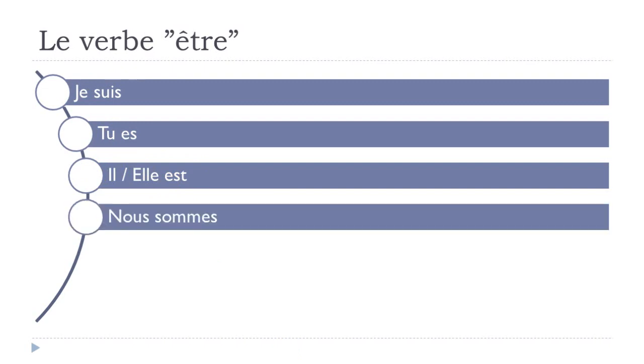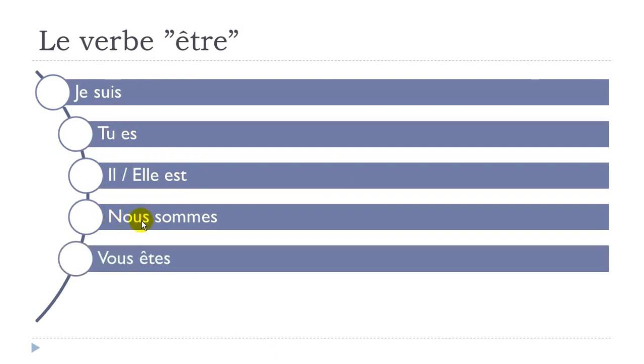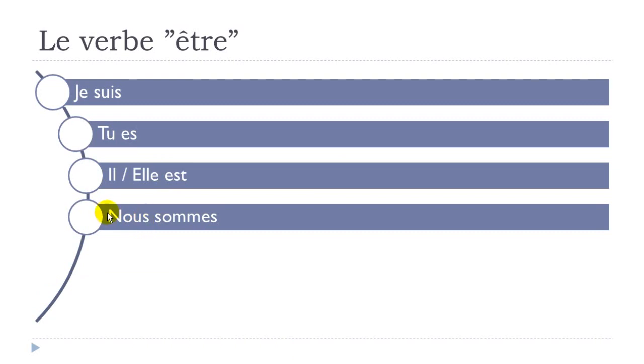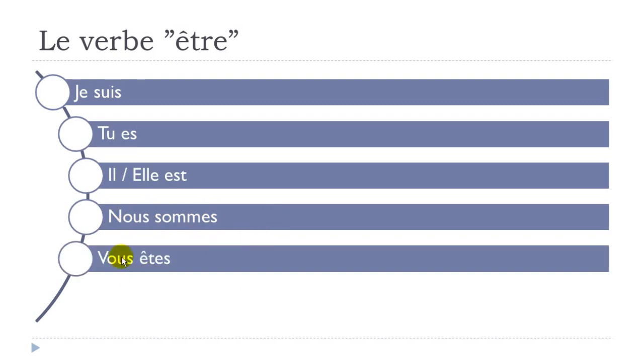Let's see how the next one comes. Nous sommes, okay? Nous sommes. You don't pronounce the final S here, it doesn't exist. Sommes, nous sommes. Then the next one is coming: vous êtes. Same thing here. Notice that final S is not pronounced.